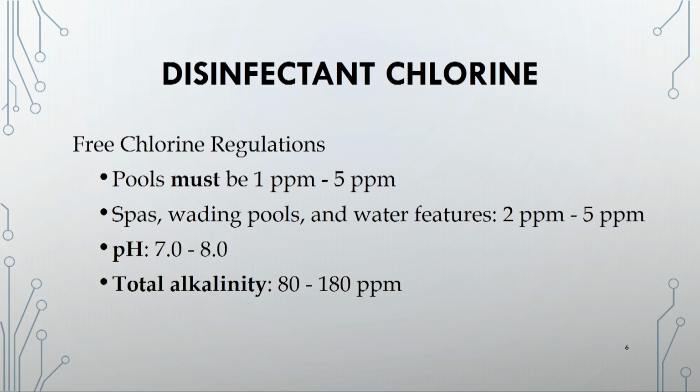Whenever you're regulating the pools, we try to make sure that the pools must stay between 1 parts per million and 5 parts per million. And the amount for spas, wading pools and water features must stay between 2 to 5 parts per million. And the pH must also be no less than 7 and no more than 8 for all bodies of water, no matter if it's a spa or a swimming pool or a water feature. And then finally, the total alkalinity for all shall be between 80 and 180 parts per million.